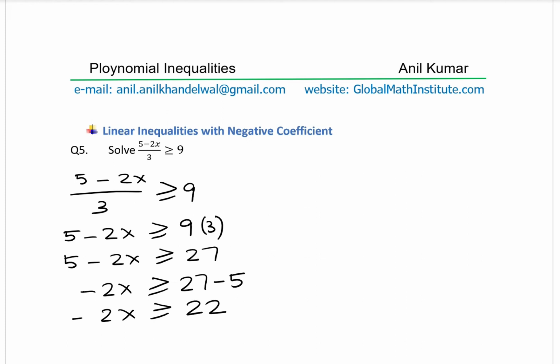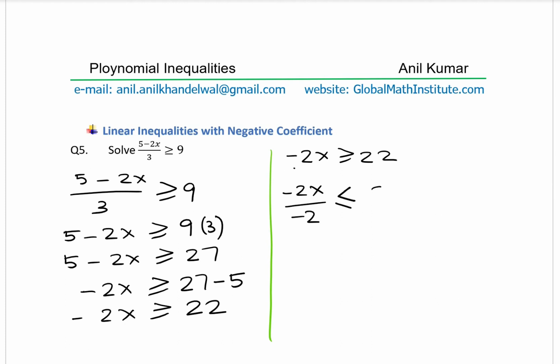Now here you have to divide by minus 2. Now this is a very critical step which I really want to elaborate on. So I'm rewriting here minus 2x is greater than or equal to 22. Now we have to divide both sides by minus 2. So what happens now? If I'm going to divide by minus 2, then the sign will change.